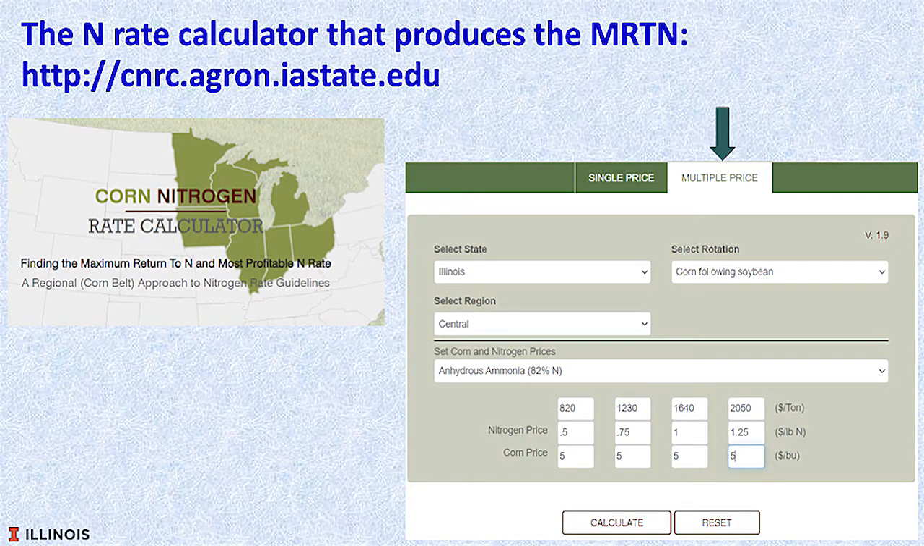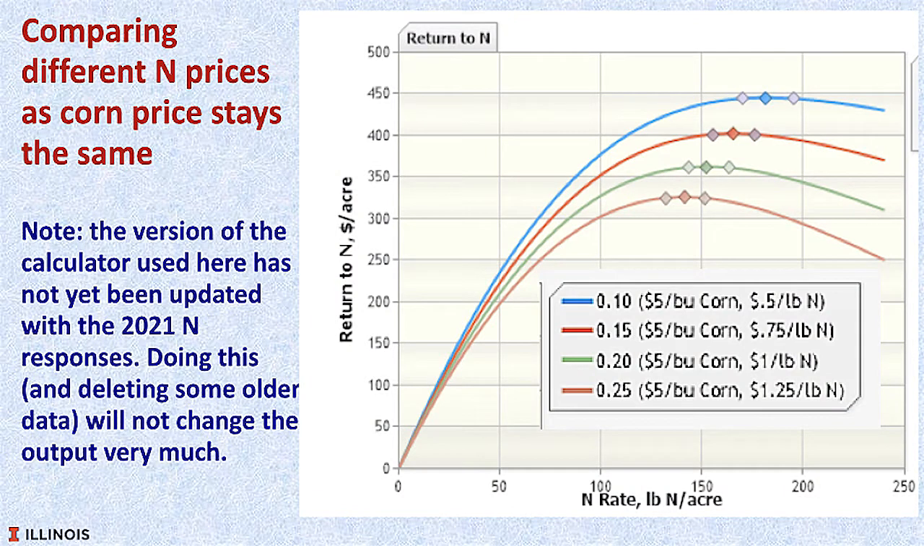So we have an option in the NREC calculator to compare multiple prices. And that's what I'm showing you here. So it says multiple prices, and we used here corn at $5 and N prices ranging from 50 cents to 75 cents to $1 to $1.25. When you do that, it's no surprise that the optimum nitrogen rate actually goes down. It simply takes less nitrogen to maximize return. And so that's what we find.